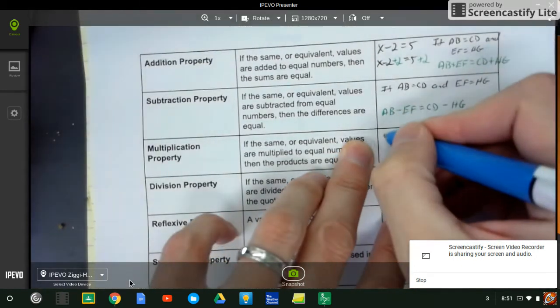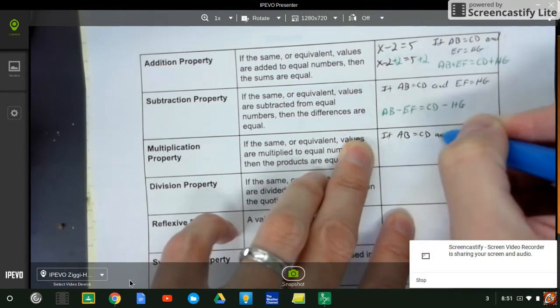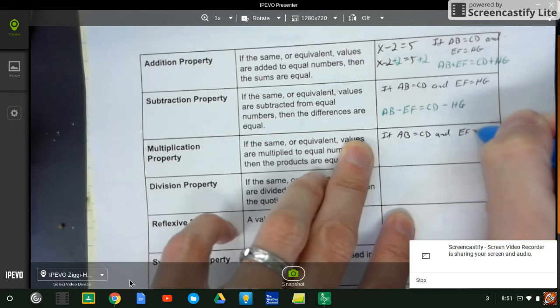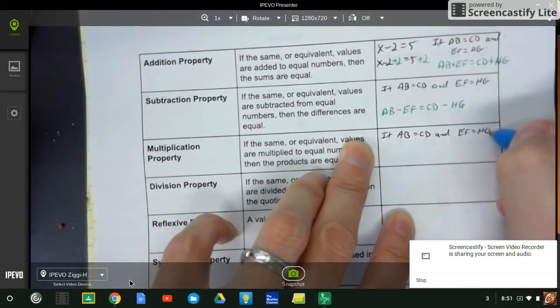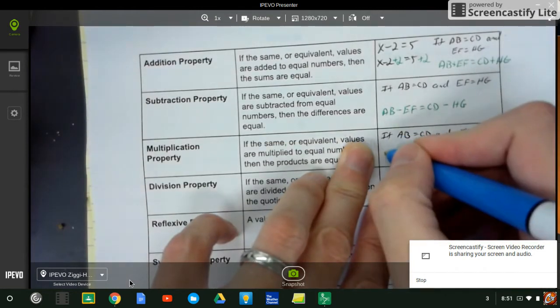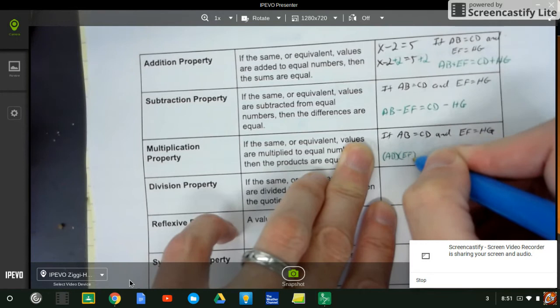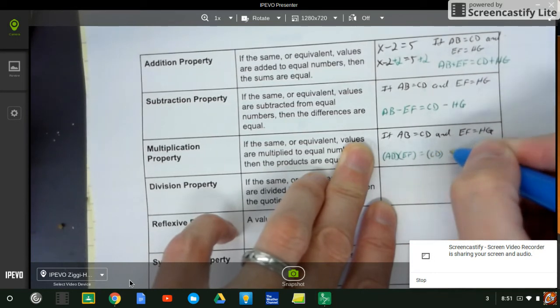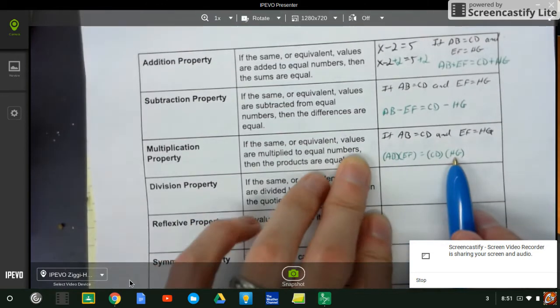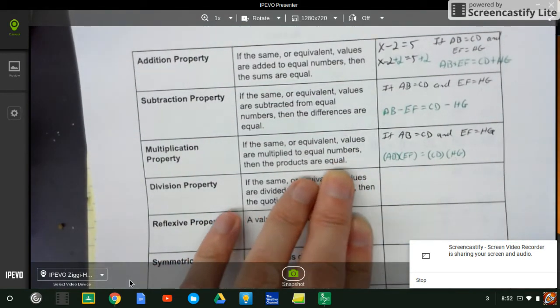Multiplication, same thing. If I've got two things that are equal, and another two things that are equal, then I can multiply them together. Then AB times EF equals CD times HG. And remember, these double letters, those are like segments. That's the length of a segment, right? The length of segment AB. That's what we're talking about.